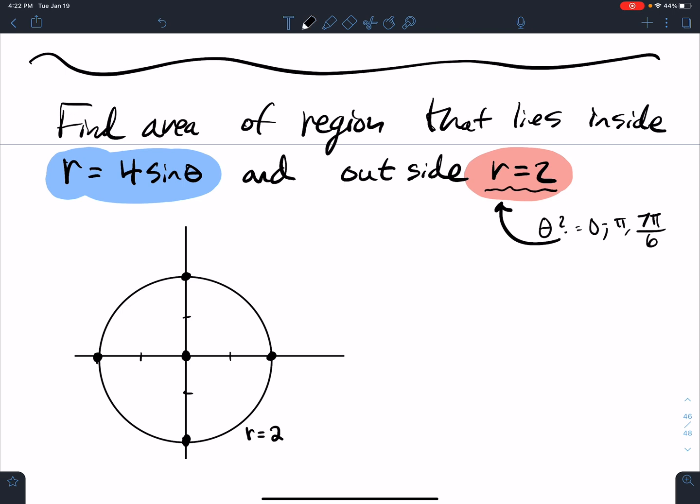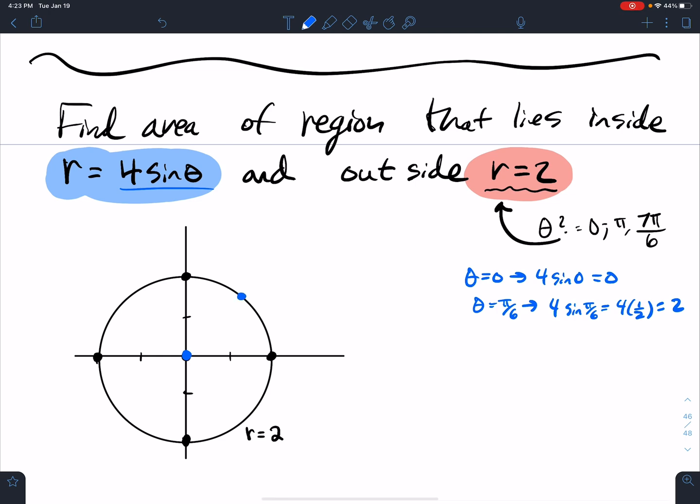This one may be a little bit harder to see, but if you have trouble seeing what this is, then just plug in theta values. When theta equals 0, what does it get you? 4 sine of 0 is 0. So I'm at 0 for 0. Whenever theta is equal to pi over 6, what does that get me? 4 times sine of pi over 6. Sine of pi over 6 is a half, so 4 times a half, that's 2. So it pops me up to be 2 away.